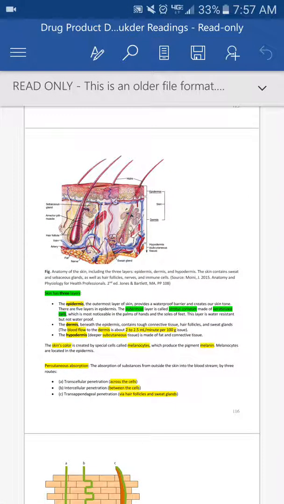Alright, so the anatomy of the skin includes 3 layers. Within the dermis is where you have a lot of blood vessels, connective tissue, hair follicles, and sweat glands. The hypodermis is the deeper subcutaneous tissue. It's made of fat and connective tissue.